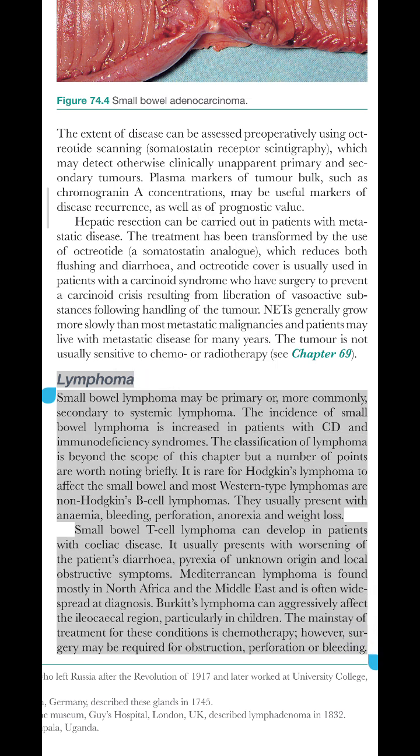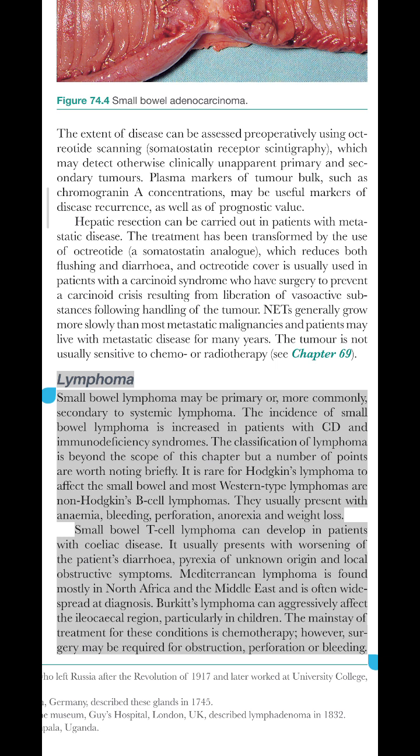Lymphoma. Small bowel lymphoma may be primary or, more commonly, secondary to systemic lymphoma. The incidence of small bowel lymphoma is increased in patients with CD and immunodeficiency syndromes. The classification of lymphoma is beyond the scope of this chapter, but a number of points are worth noting briefly. It is rare for Hodgkin's lymphoma to affect the small bowel, and most Western-type lymphomas are non-Hodgkin's B-cell lymphomas. They usually present with anemia, bleeding, perforation, anorexia and weight loss.